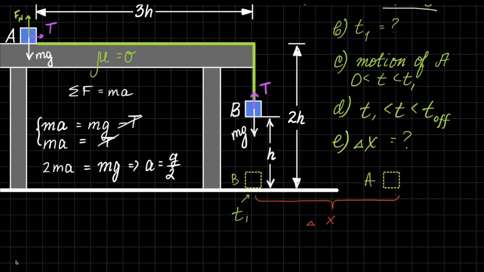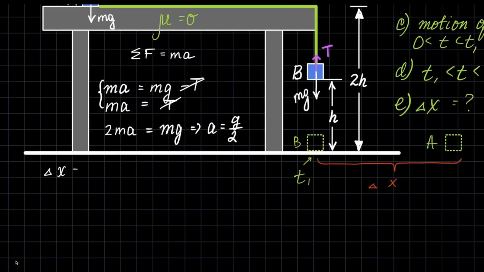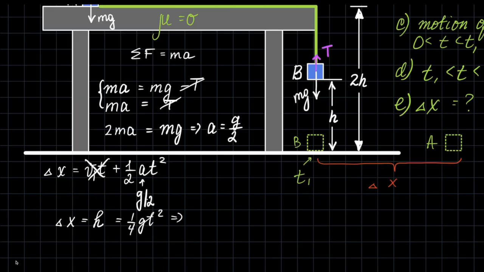Question B is asking us to figure out how long it takes for block B to hit the ground. To do that, we're going to use the formula for displacement with a constant acceleration, because while it's falling, it has constant acceleration. So v initial t plus 1/2 acceleration t squared. This is 0 because we start from rest. This we found to be half of g. So that brings us to change in x, which is h in our case, equals 1/4 g t squared, from where t is going to be a root of 4h divided by g. So it's going to be 2 root of h divided by g. So that is the time that it takes for block B to hit the ground. 2 roots of h over g.